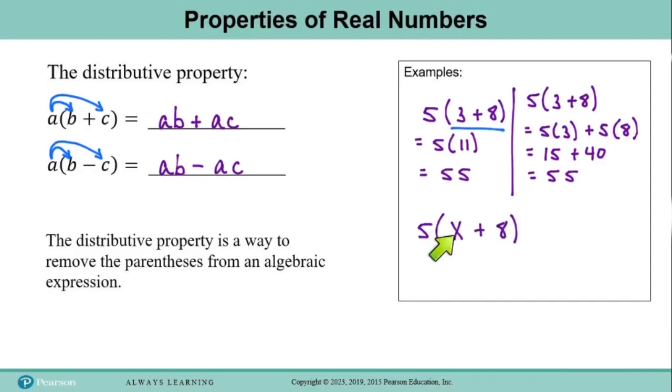But where there is a variable term and a constant term inside the parentheses, you lose the ability to combine your like terms first. So you lose the ability to do this step first. And then in order to get rid of the parentheses, you have to distribute. So we would say 5 times x is 5x, and then plus 5 times 8 is 40. And that's as far as we can go simplifying that expression, because in this case we don't have a value for x.